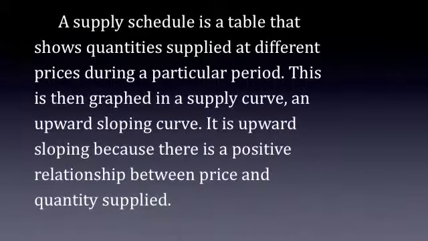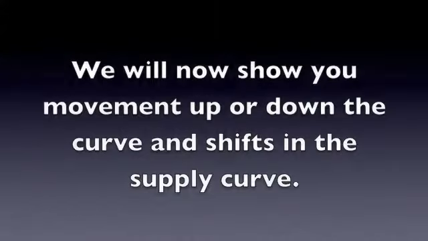A supply schedule is a table that shows the quantities supplied at different prices during a particular period. This is then graphed in a supply curve, an upward sloping curve. It is an upward sloping curve because there is a positive relationship between price and quantity supplied.